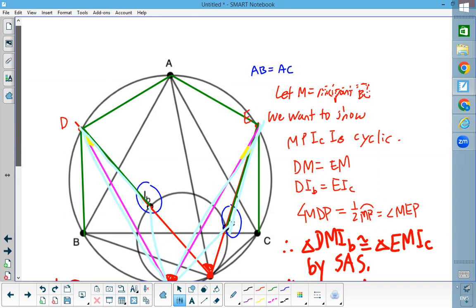So a lot of interesting things you can deal with in these type of problems. Okay? And that's how we solve these two problems.